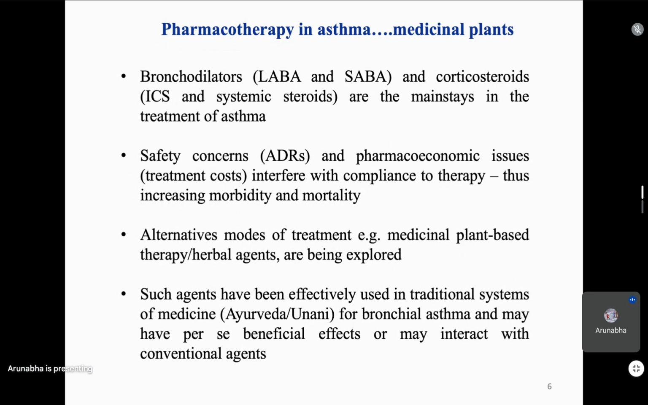Alternative modes of treatment like medicinal plant-based treatments or herbal drugs are hence being explored. Such agents, that is medicinal plant-based agents, have been effectively used in traditional systems of medicine, even in some cases of bronchial asthma, and may have effects per se, or may even interact with the conventionally used modern medicinal agents to reduce their adverse effects or cost.